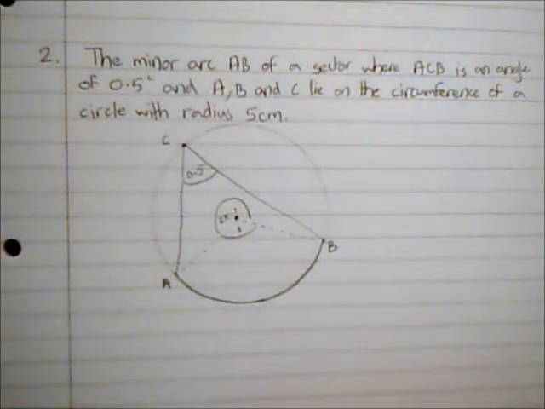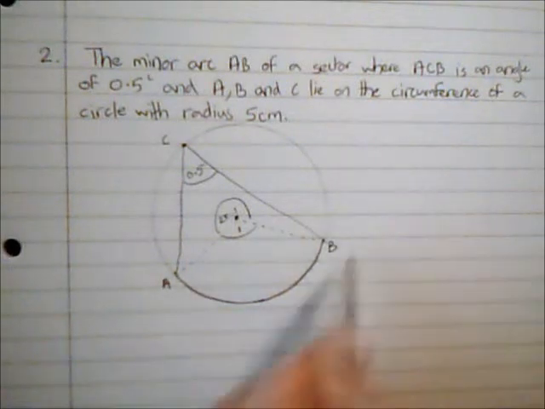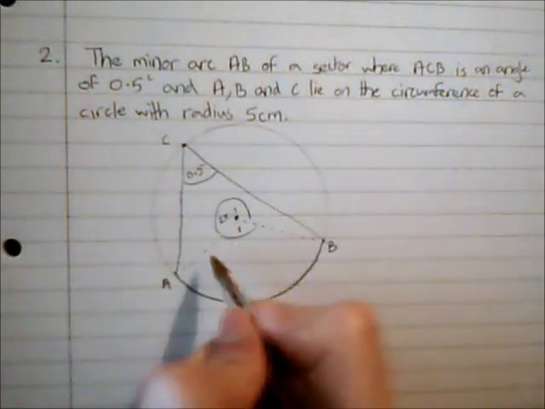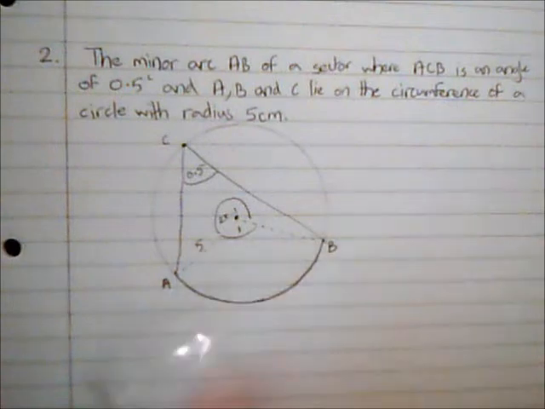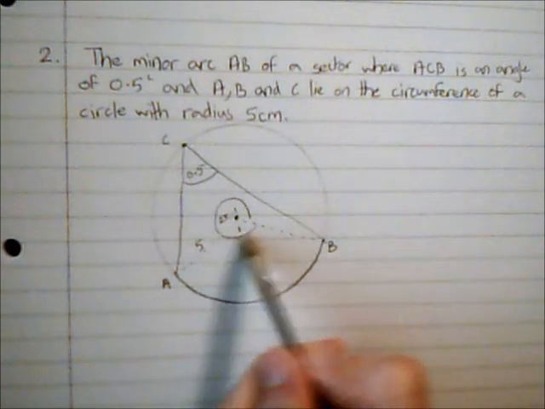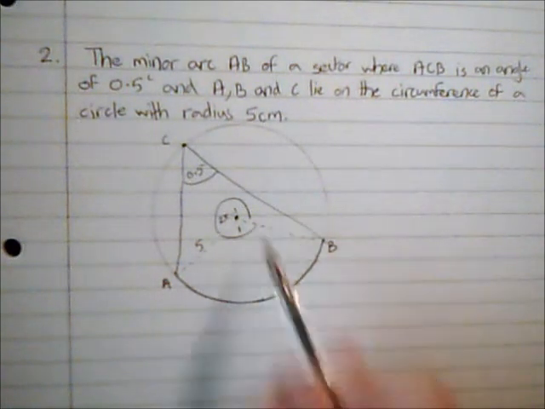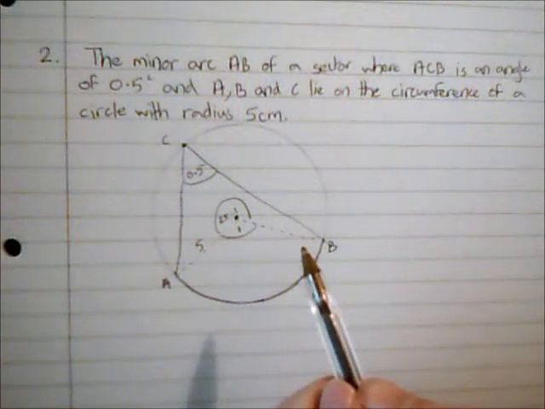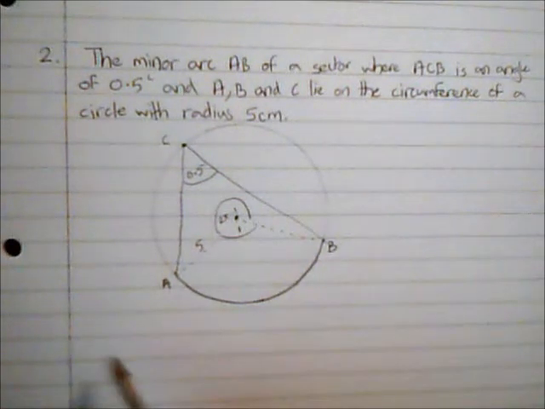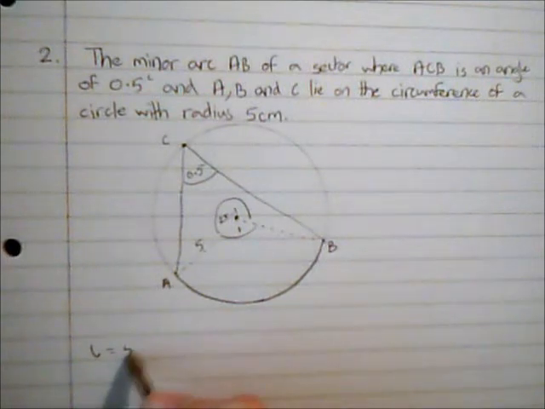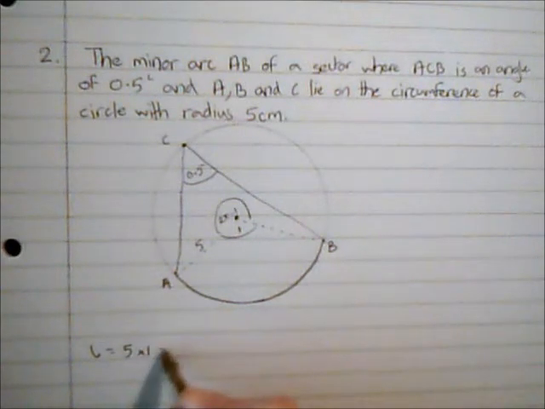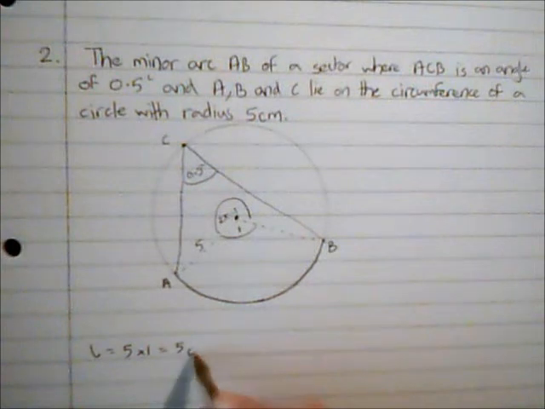But that's actually, look, what we want to find. We want to find this arc length here. So we need the radius. Now we know the radius is 5. And we now know that this is 1. So we know the angle. So we now can use our formula. So L equals r theta. So L equals 5 multiplied by 1. So we have an arc length of 5 centimetres.